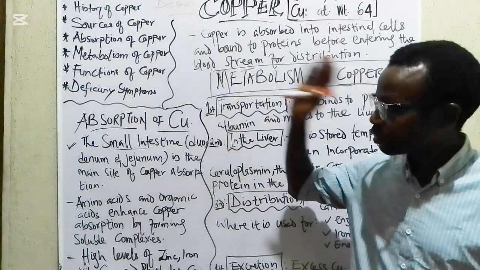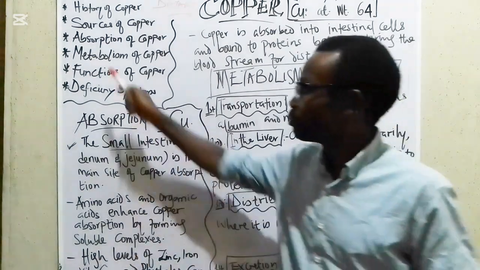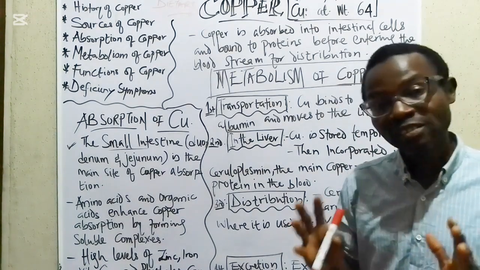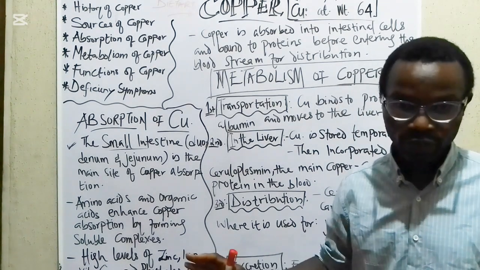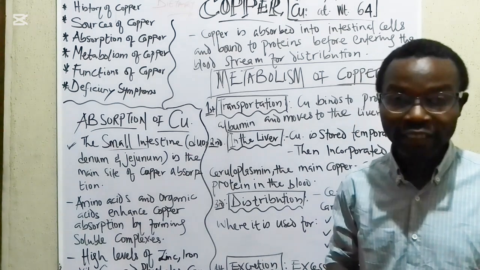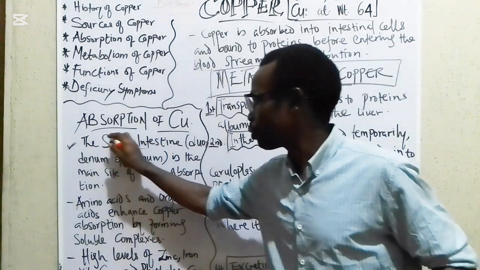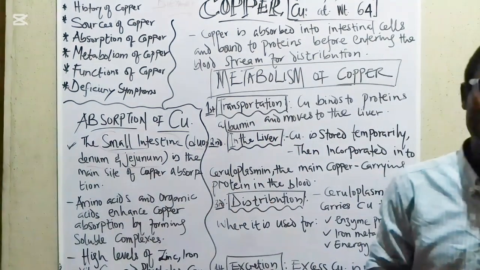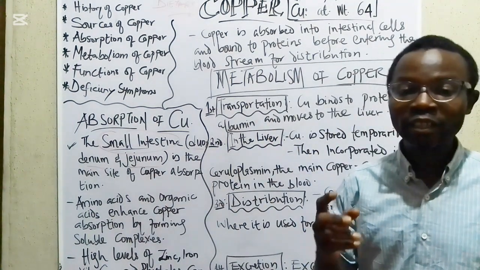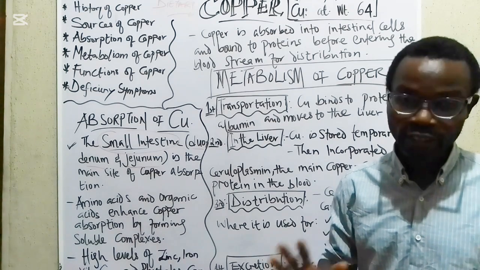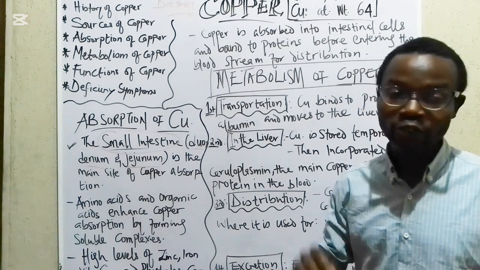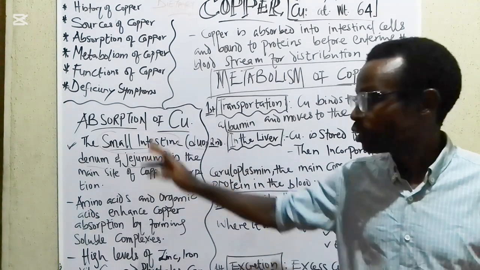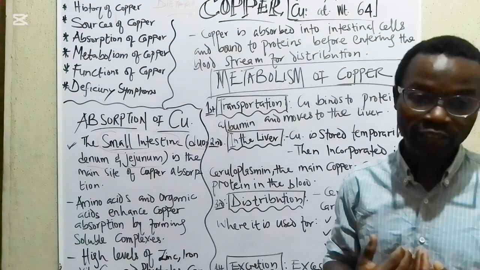Today what we have is absorption of copper and metabolism, so we'll take it one by one. Now the absorption. The main site of absorption of most minerals, including copper, is the small intestine, particularly the duodenum and the jejunum. The small intestine comprises the duodenum, jejunum and the ileum. So the duodenum and jejunum are the spots where you absorb copper and most minerals after they've been ingested.